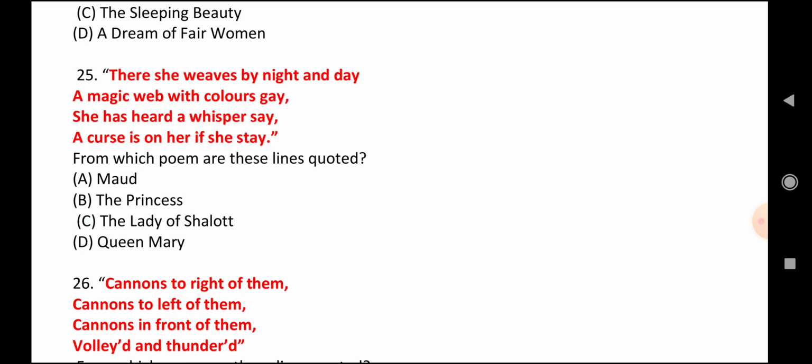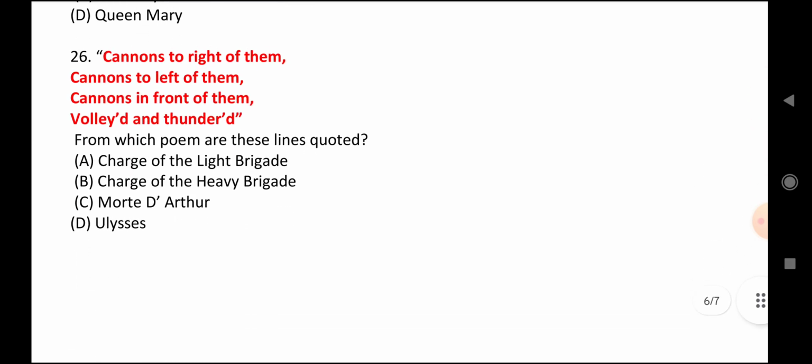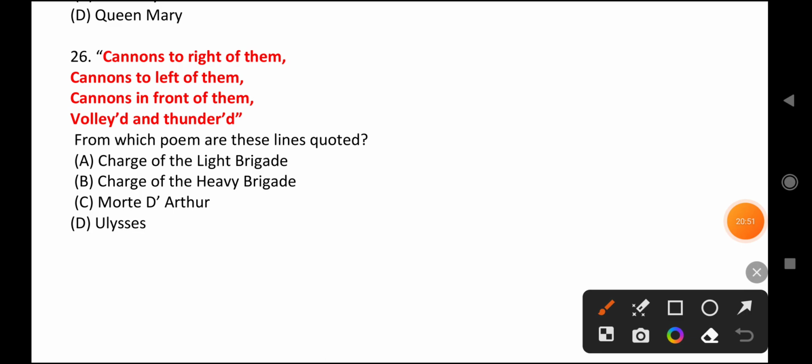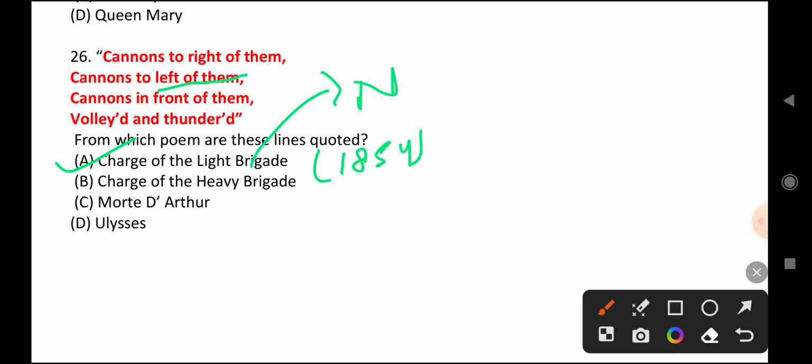Now let's come to the next question, question number 26. Cannon to the right of them, cannon to the left of them, cannon in front of them, volleyed and thundered. Which work is this taken from? This is taken from The Charge of the Light Brigade. The Charge of the Light Brigade is a narrative poem written in 1854.